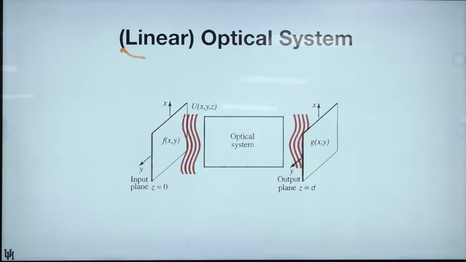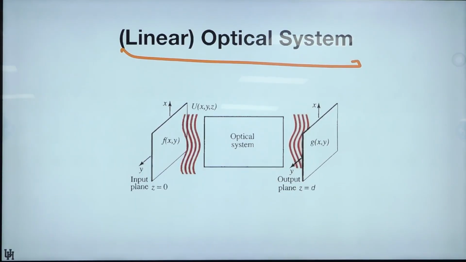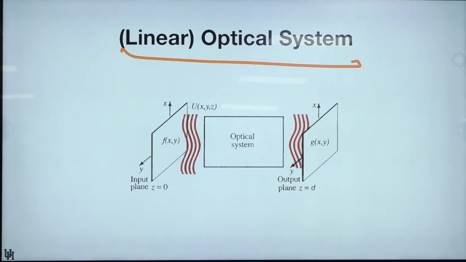Okay, and this works because this is a property of the Fourier transform. You might have seen it in the context of linear systems. Because optics is a linear system, all the properties of Fourier transforms also hold in this case.